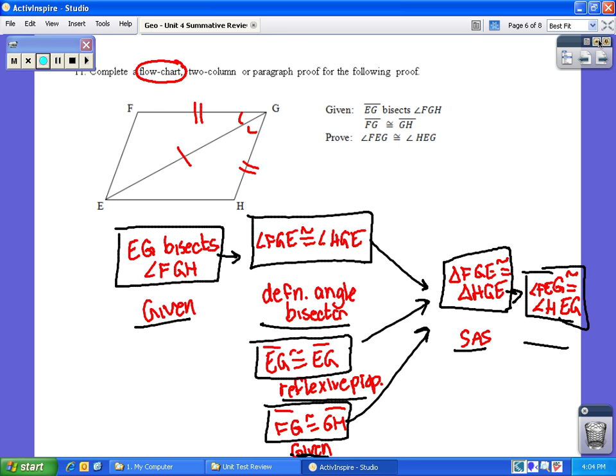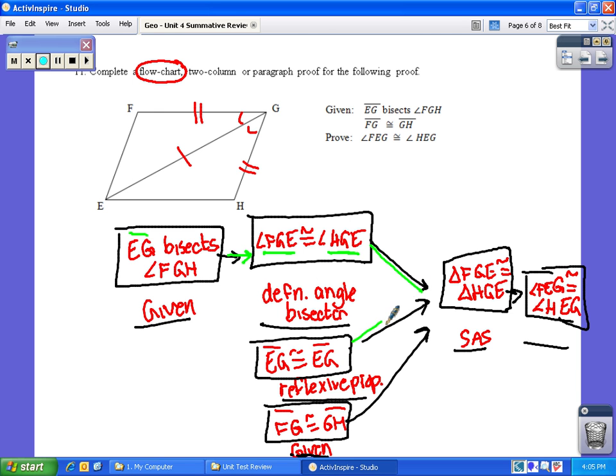I started with my first given, that EG bisects angle FGH. That led to the conclusion that these two angles must be congruent, angle FGE and angle HGE, by definition of the angle bisector. I also knew that EG was congruent to EG by the reflexive property, and FG was congruent to GH, and that was given. Notice that I didn't connect any of these boxes together.